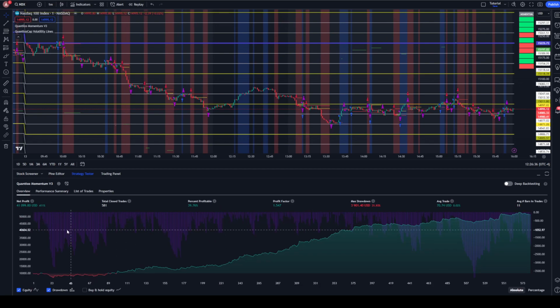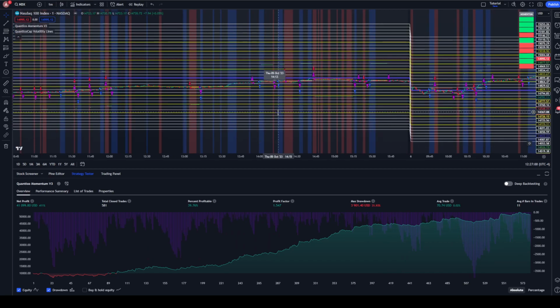After that, you can go to your overview, and this gives you a general overview of your strategy. Here you have your net profit, the total trades, what percentage it was profitable, the profit factor, the max drawdown, the average trade, and the average number of bars in a trade. We will go more in depth on this in a later tutorial, but for right now, all you need to know is that this is the entire timeline. Also, if you click on a purple bar, it will show you exactly where the trade was placed.